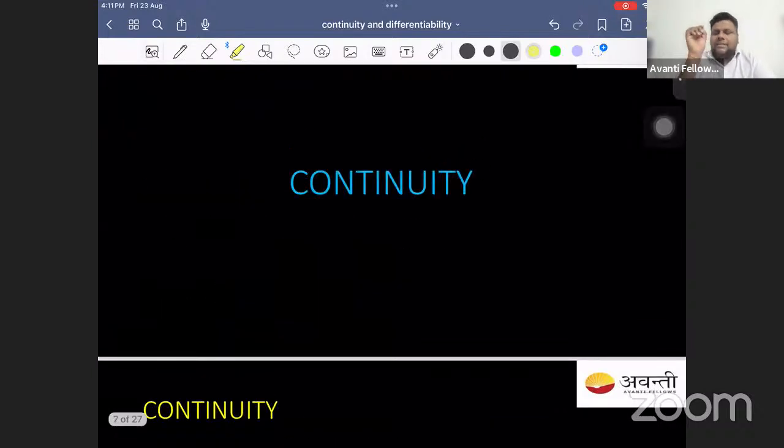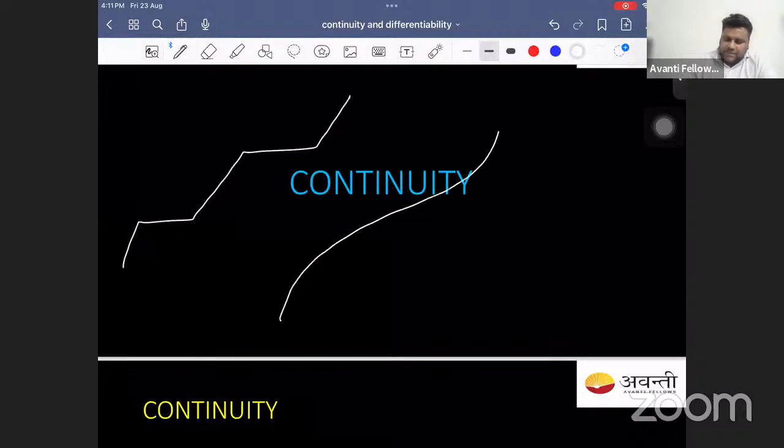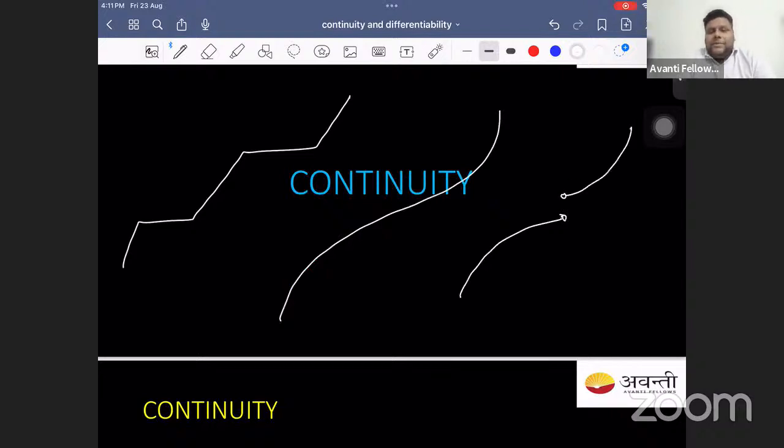So, see, the very basic meaning of continuity is that while drawing a function, you don't have to lift your pen. There is no hi-fi talk. Just a simple thing. If you are drawing a function, you don't have to lift your pen. This is the graph of a continuous function. This is the graph of a continuous function. But if something goes like this, where you have to lift your pen, that means the continuity is lost here.